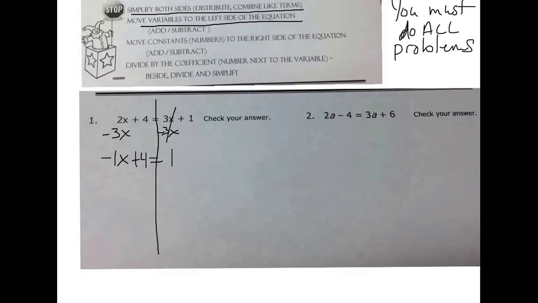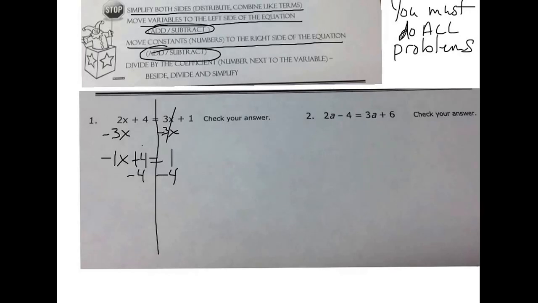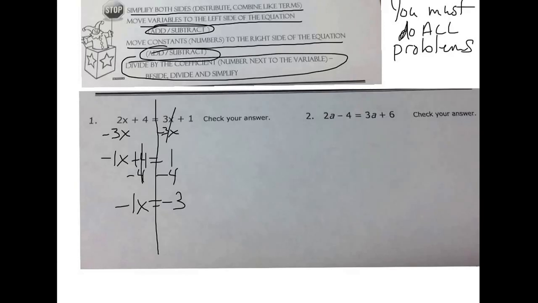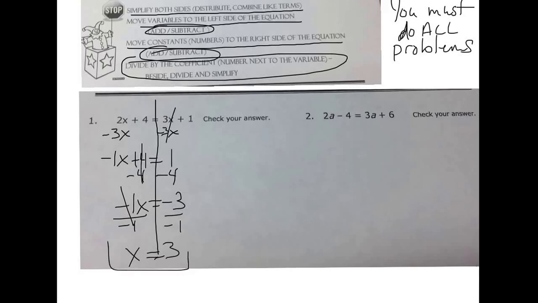My next step is move the constant or the numbers to the right hand side. So this plus 4 right here, I don't want it to be there, so I'm going to do minus 4, and it tells you each time that you're going to add or subtract to move these. Those cancel. Negative 1x equals 1 minus 4 is negative 3. And then the last step says divide by the coefficient, which is the number next to the variable. So I'm going to divide by negative 1. Remember in class we told you when it's beside it, you divide it. So those cancel. X equals negative 3 divided by negative 1. You type it in the calculator just like that, and you get positive 3.